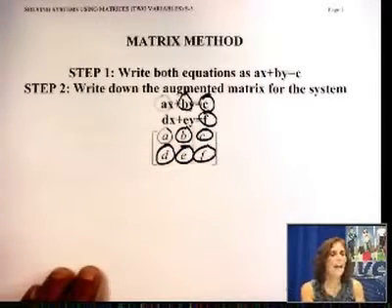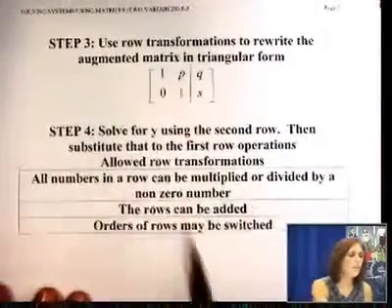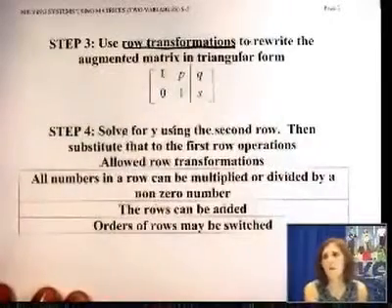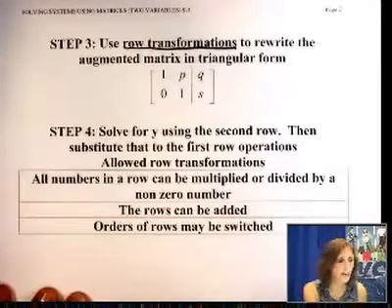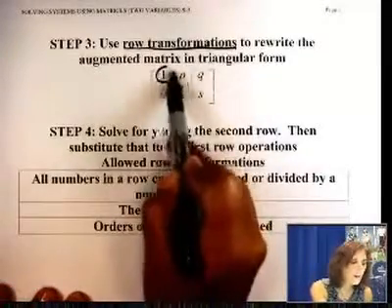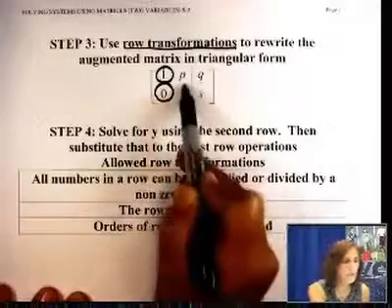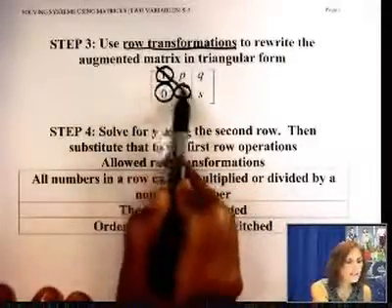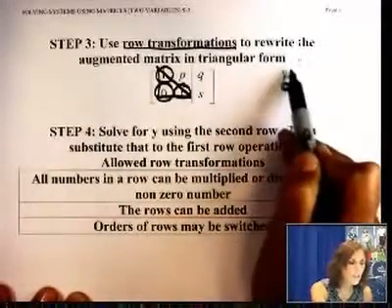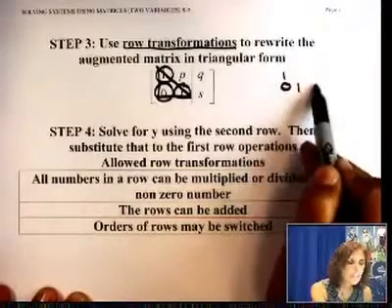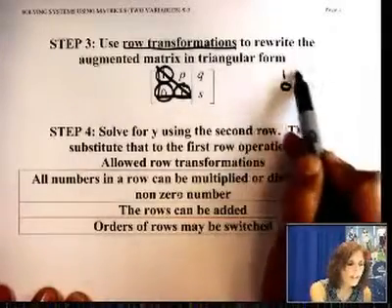Now, once you have that, you're going to use something called row transformations, and I'll tell you what that is, to rewrite this augmented matrix in this form. You're going to have a 1 in the left-hand corner, a 0 at the lower end, and a 1 here. So this is going to be a triangle: 1, 1, 0. And then you're going to have a P, a Q, and an S. All right? So this is going to be 1x.